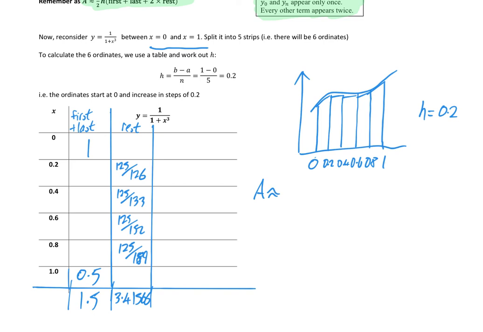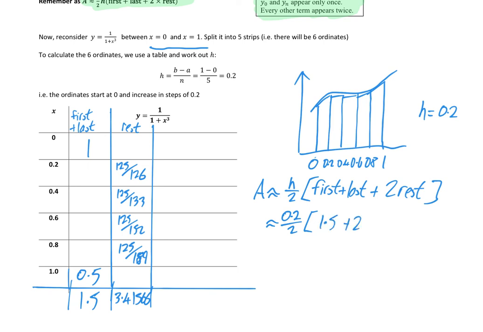Formula is the area is approximately equal to a half h, or h over 2, and then times the way we set it in our notes here: first plus the last plus 2 times the rest, and then we're just going to fill this in. So h, remember, was 0.2, so it's 0.2 over 2. My first plus the last worked out as 1.5, and 2 times the rest was 3.41566, and then you can put that into your calculator in one go and see what you get.